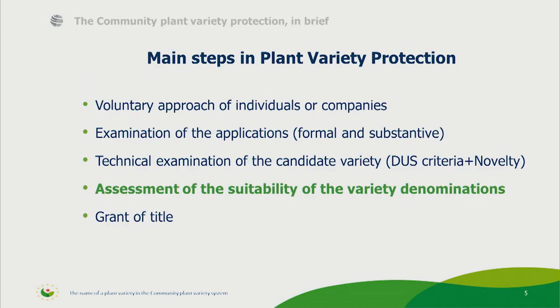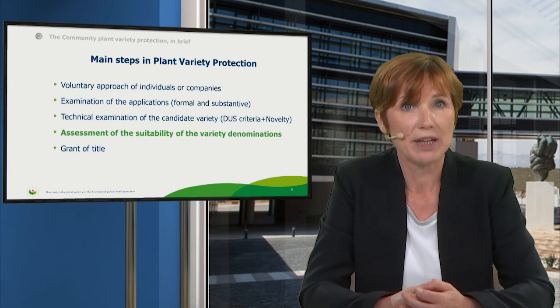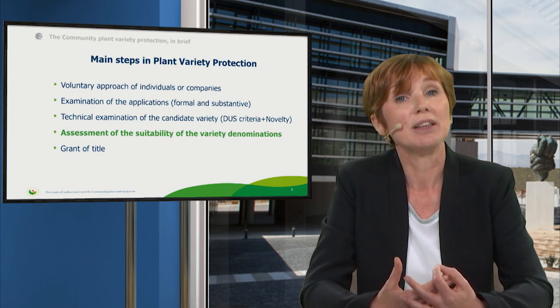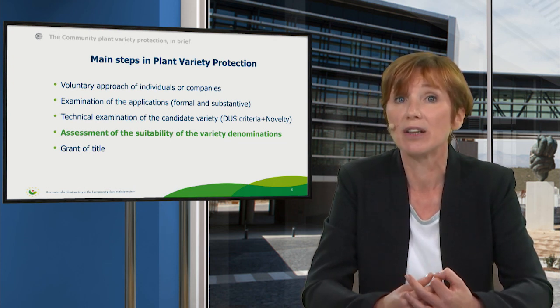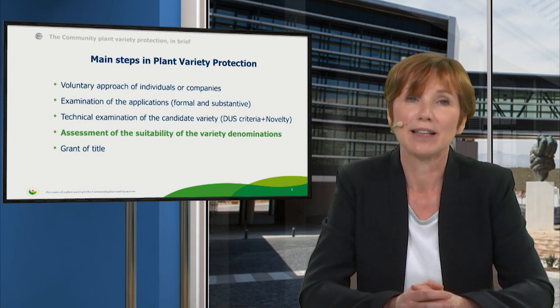So what are the main steps in plant variety protection? First of all, this is a voluntary approach of either individuals or companies. The procedures consist in the examination of the formal and substantive parts of the application and in the technical evaluation of the candidate variety. So to be granted a plant variety right, the variety must fulfill the so-called DUS criteria. It must be distinct, uniform, stable, and novel. And in addition to that, it must have a suitable variety denomination. So it is important here to mention that if a suitable variety denomination has not been submitted at the time when the office received the final technical examination report, the whole procedure should be refused, cancelled. But of course, it has never happened so far.